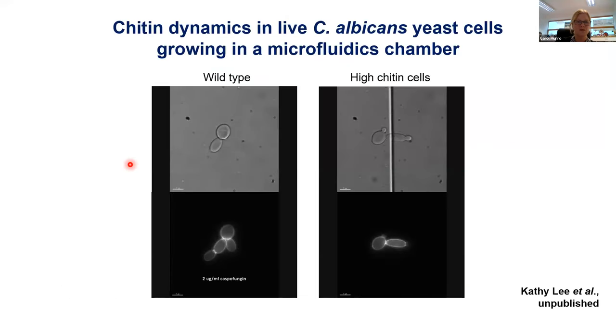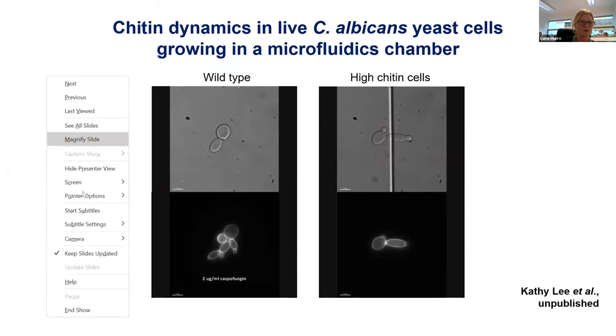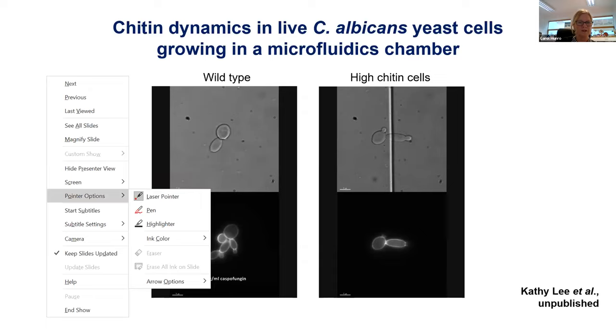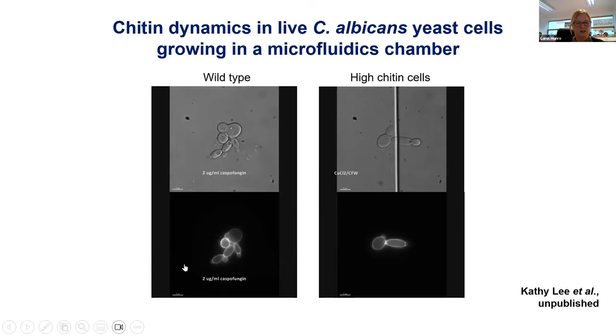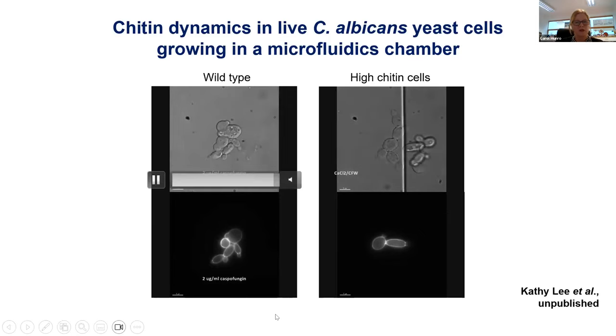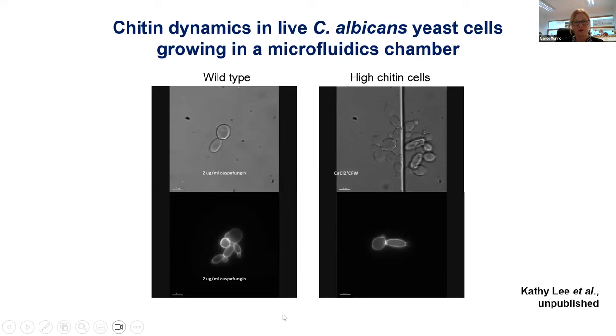I'm going to show you some movies now. Just switch my pointer off for a minute. What these movies will show you is, on the left-hand side of your screen, wild-type Candida albicans with normal chitin levels. When you treat it with caspofungin, you can see that some of the cells start to upregulate the chitin, but generally caspofungin will inhibit cell growth.